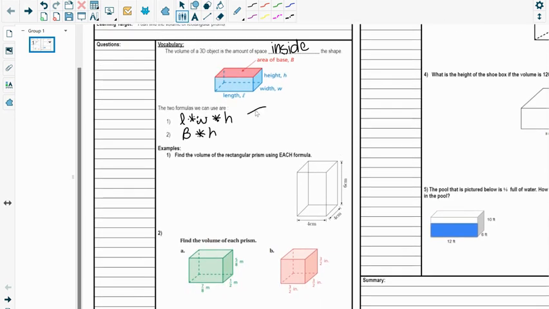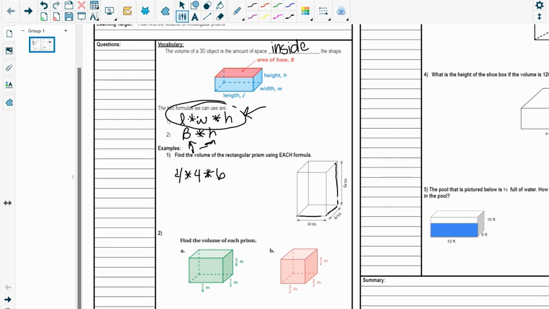I like to default to length times width times height. However, sometimes you're going to be given a problem that gives you the area of the base, and you just need to remember that all you have to do then is multiply it by the height. Otherwise, I really like to use length times width times height. So for example number 1, we've got our length of 4, width of 4, height of 6. So we're going to do 4 times 4 times 6.